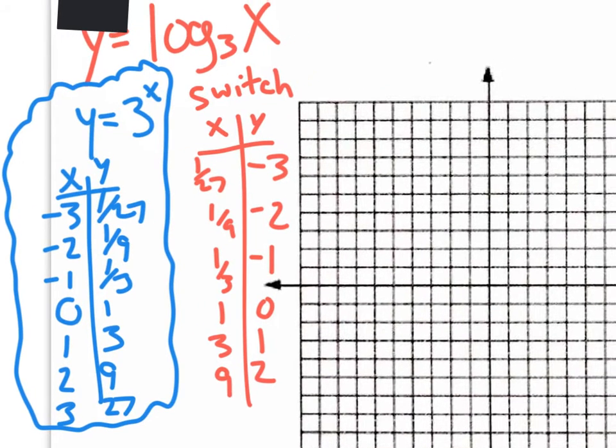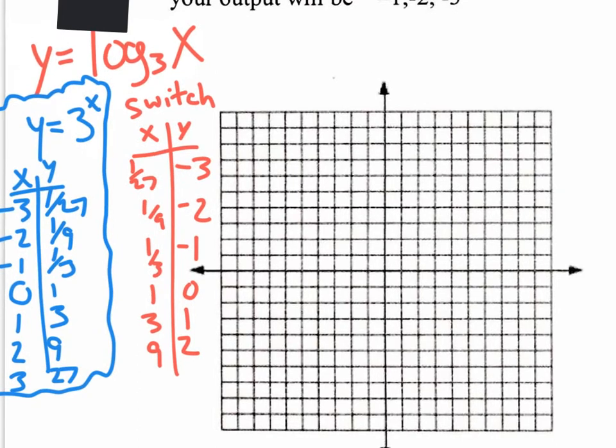So now I could focus in on graphing. And let's start with the easy ones like 1, 0. If I graph 1, 0, 1 on the x, 0 on the y, it's right here. If I graph 3, 1, 1, 2, 3, 1 is up here. And if I graph 9 and 2, it's all the way over here.